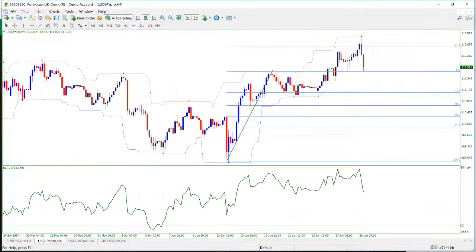Okay. But I've also been monitoring this setup on USD yen. Actually just got an entry with the outside bar. Nice. At the 27.2.